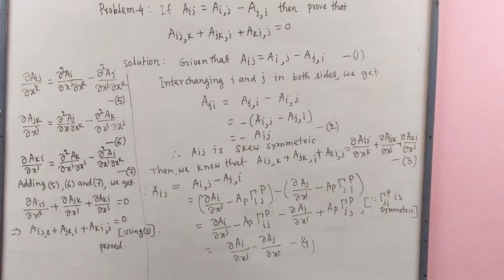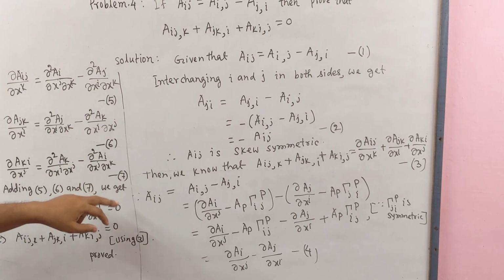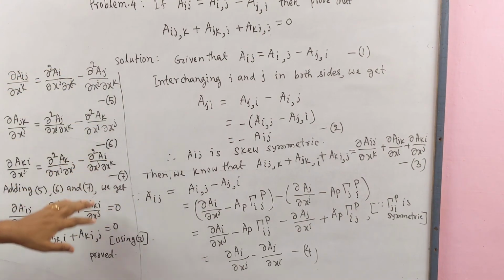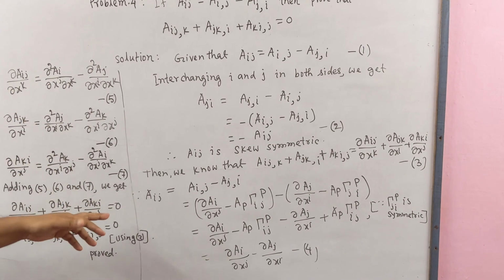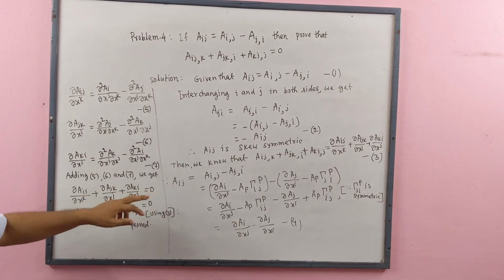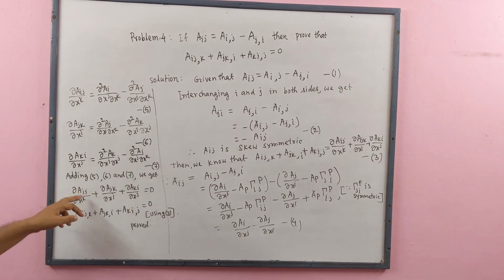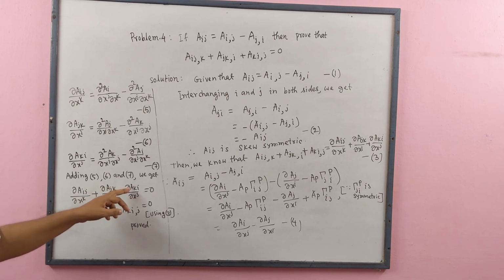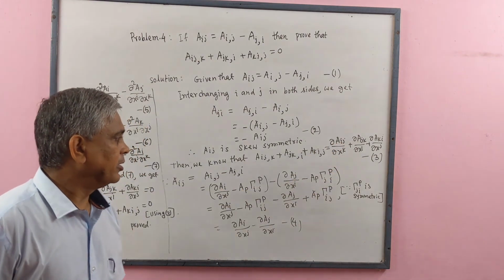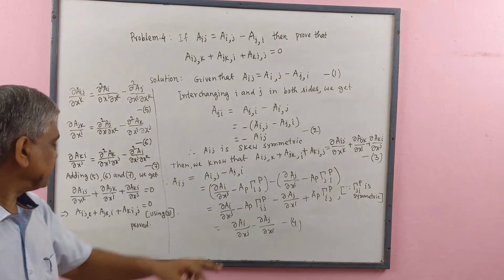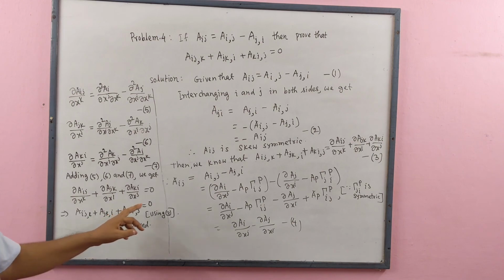This is number 7. Adding 5, 6 and 7, in right side we see that all terms cancel with each other. So right side equal to 0 and left side is del a_{ij} by del x^k plus del a_{jk} by del x^i plus del a_{ki} by del x^j equal to 0. Using theory, in theory sum of these right side equal to this left side, so left side equal to 0 and hence proved.